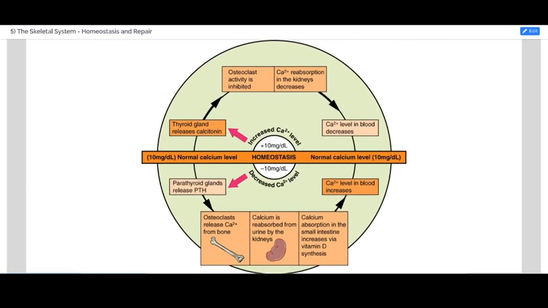One of the main functions of bone that was mentioned at the beginning of this chapter is the storage of minerals, and the main mineral that we're talking about here is calcium in the form of calcium phosphate crystals. Now, there's a homeostatic mechanism that regulates blood calcium levels, and when there's too much, the calcium's stored in bone, and when there's not enough, calcium's released from bone.